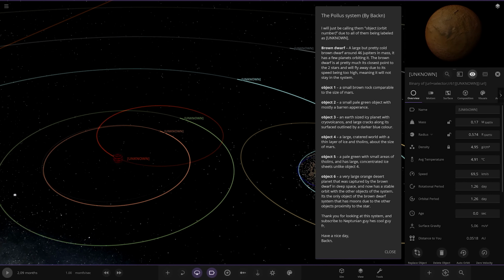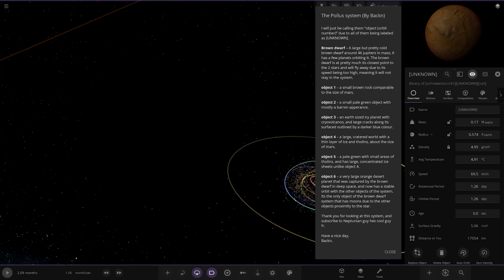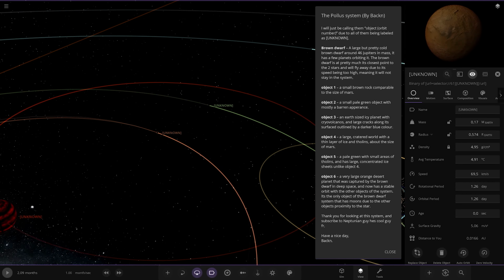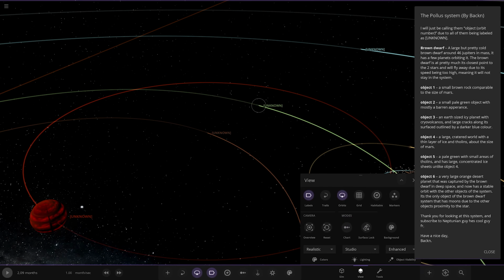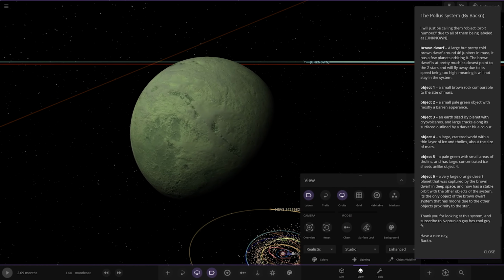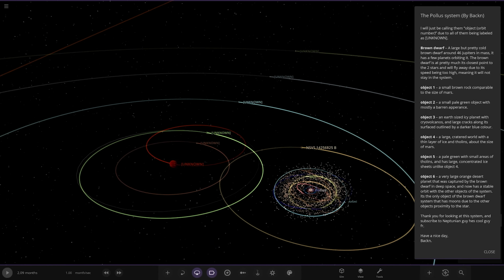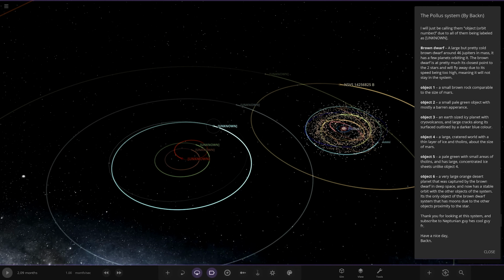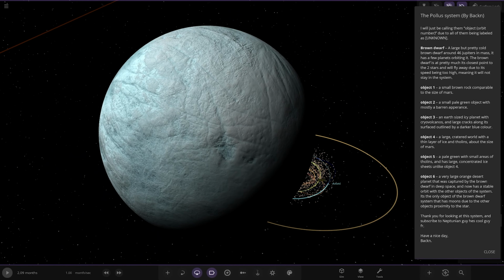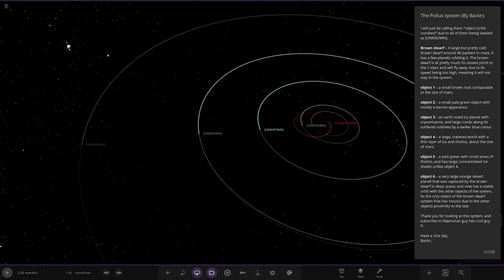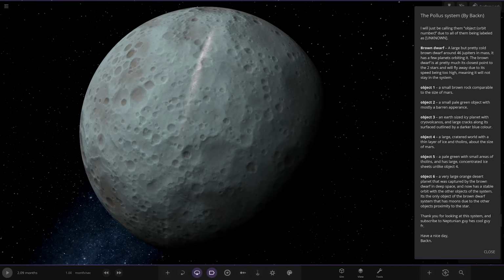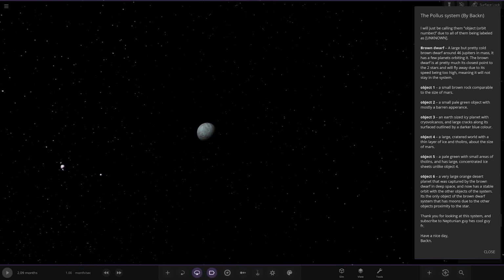Okay. So we've got object one, a small brown rock comparable to the size of Mars. Object 2. A pale green object with a mostly barren appearance. That's the one in the binary by the looks of it. We've got Object 3. An Earth-sized ice planet with cryovolcanoes and large cracks along its surface outlined by a darker blue colour. So it's kind of like Europa. There you go. Object 4, a large cratered world with a thin layer of ice, about the size of Mars. Looking good.